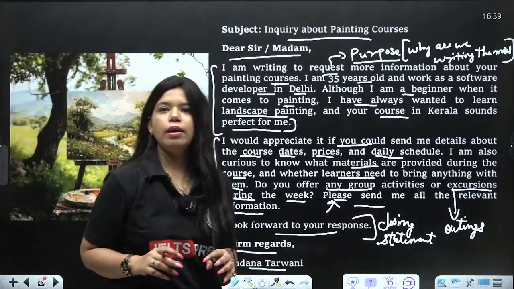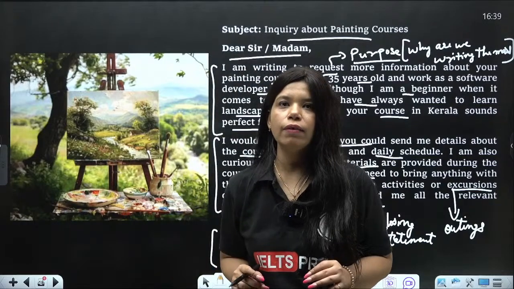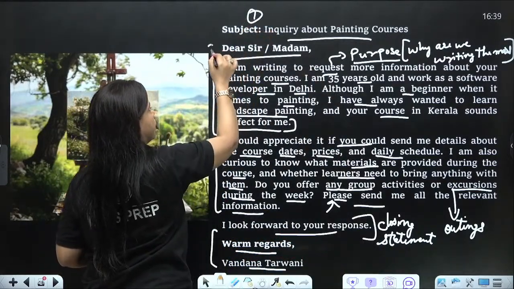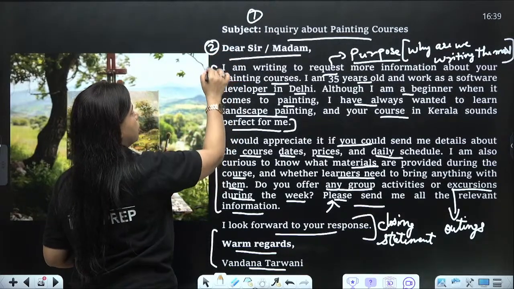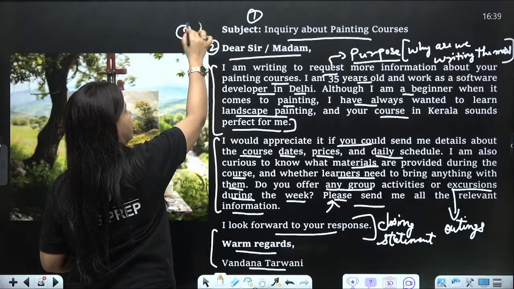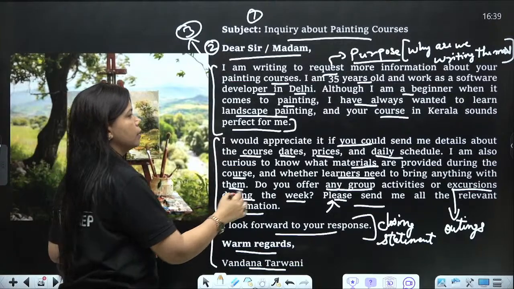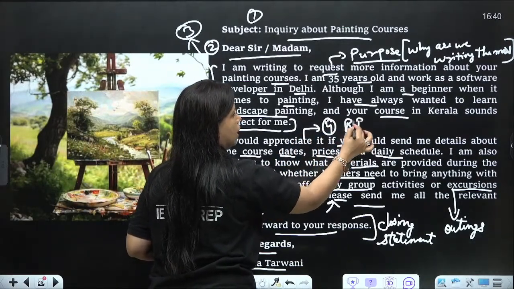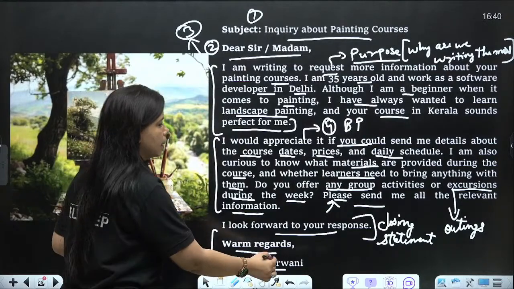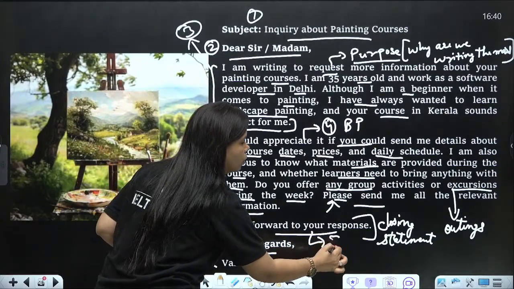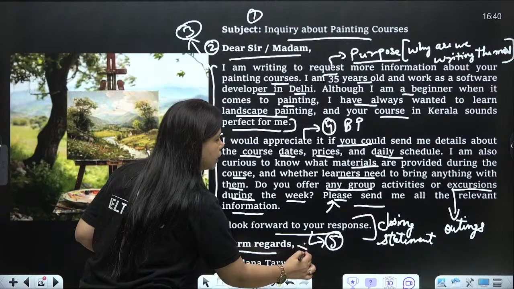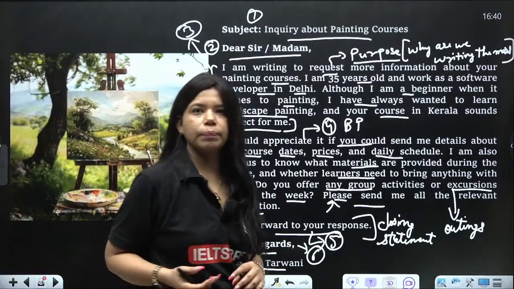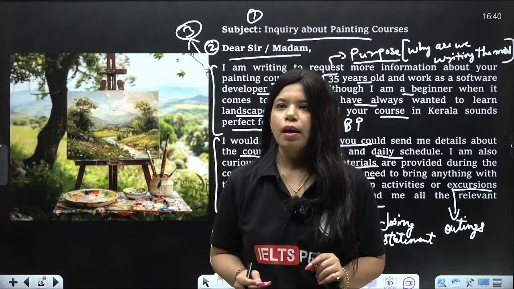So in short, how many steps do we have in this entire email? Step number 1, subject. Step number 2, greetings. Step number 3, purpose statement and a little more info about us. Step number 4, main body paragraph. I'm writing BP as body paragraph. Then step number 5, we have a closing statement. Step number 6, signing off the email or closing. So 6 steps to follow. I hope that made sense.